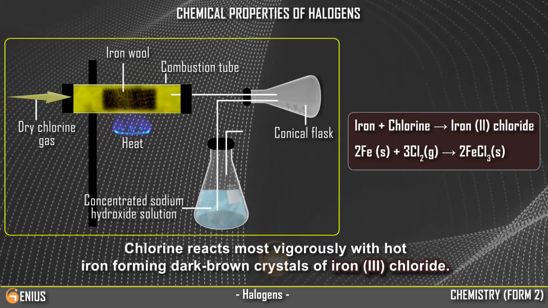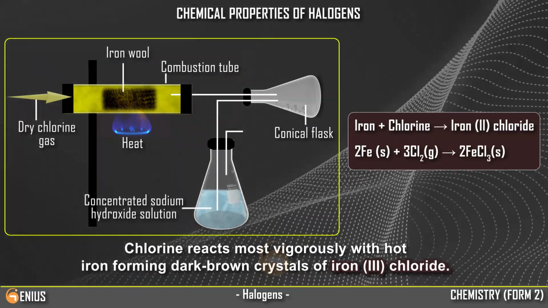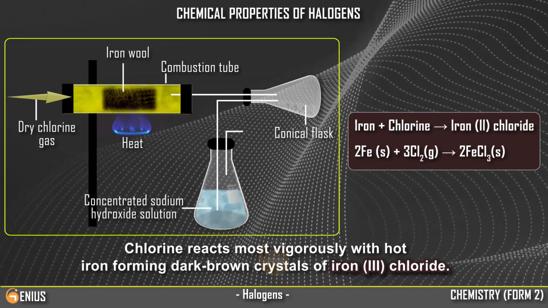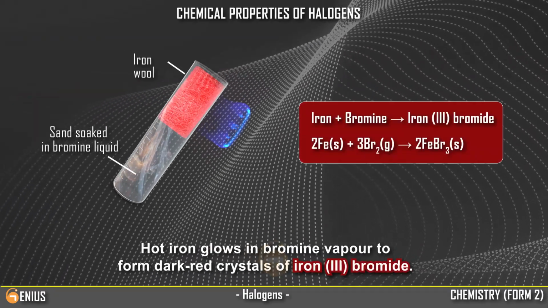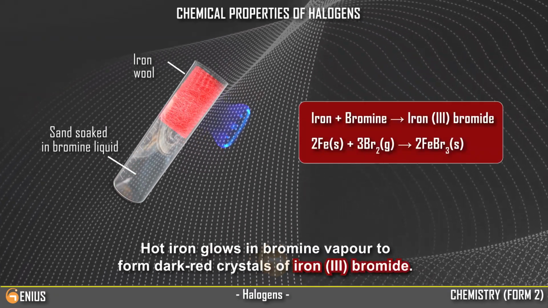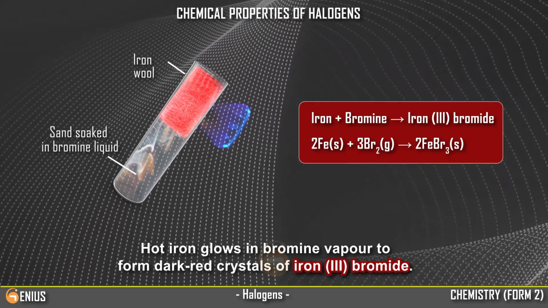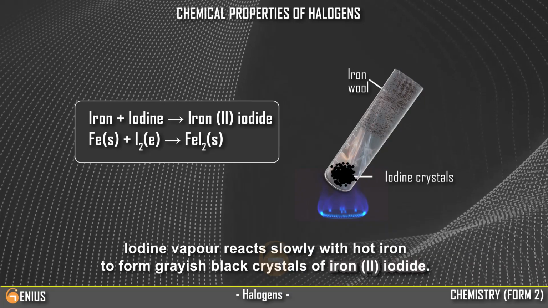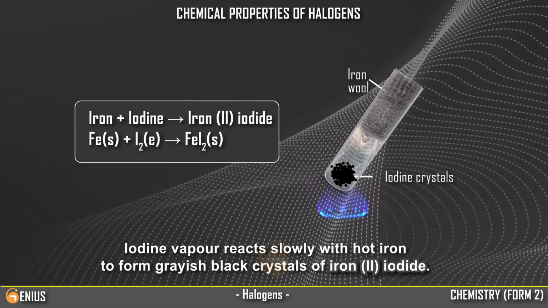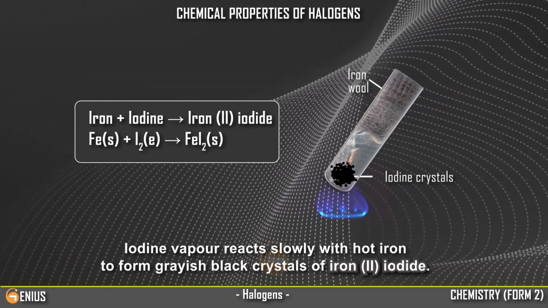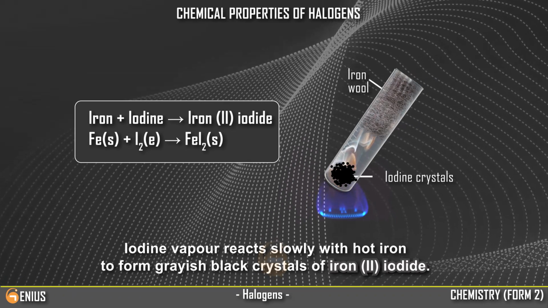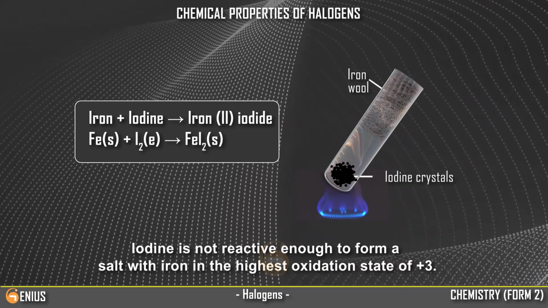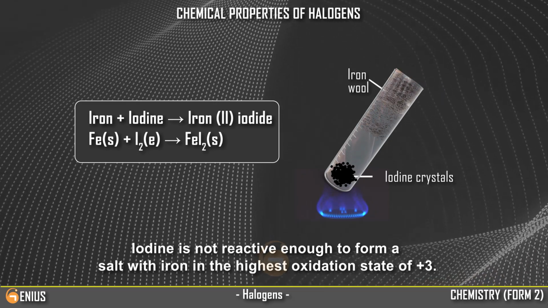Chlorine reacts most vigorously with hot iron, forming dark brown crystals of iron(III) chloride. Hot iron glows in bromine vapor to form dark red crystals of iron(III) bromide. Iodine vapor reacts slowly with hot iron to form grayish-black crystals of iron(II) iodide. Iodine is not reactive enough to form a salt with iron in the highest oxidation state of +3.